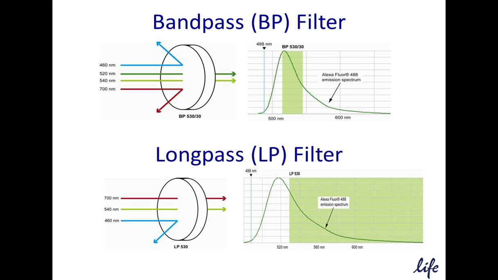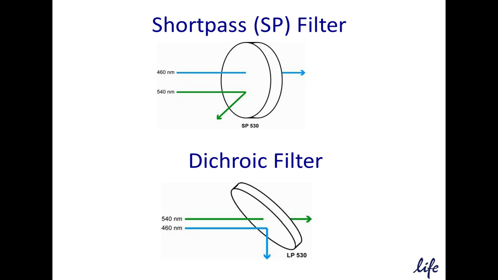A long pass filter is an optical filter that rejects shorter wavelengths and transmits or passes longer wavelengths. In this example, a long pass 530 permits wavelengths longer than 530 to pass while reflecting or absorbing wavelengths shorter than 530. A short pass filter is an optical filter that rejects longer wavelengths and transmits shorter wavelengths. In this example, a short pass 530 filter allows wavelengths shorter than 530 to pass while reflecting or absorbing wavelengths longer than 530.